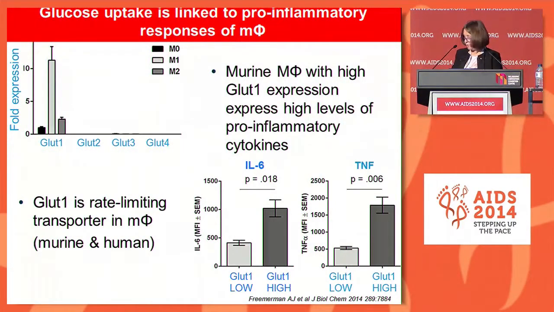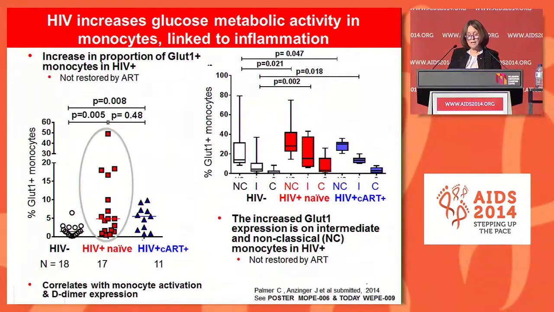Macrophages with high GLUT1 expression have also been shown to express high levels of pro-inflammatory cytokines IL-6 and TNF. Some unpublished study from Clovis Palmer at the Burnet and Josh Anzinger from the University of the West Indies shows that there's an increase in the proportion of GLUT1 monocytes in HIV infection, shown here, and you can see that it is not restored in patients who are on ART.